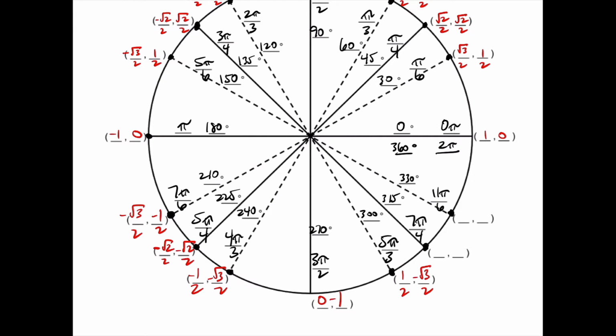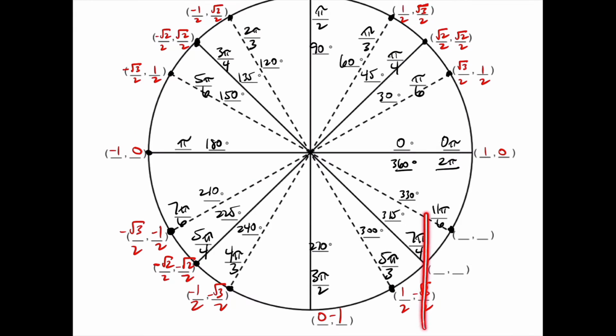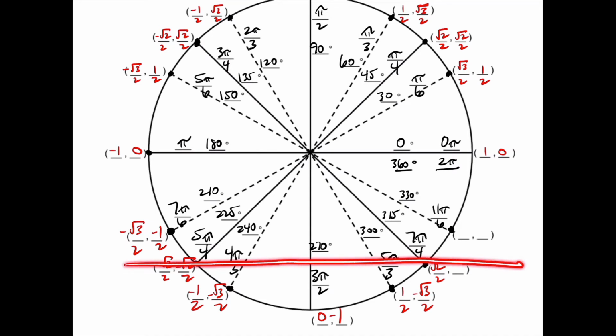For the next dot at 315, 315 has the same x as this dot up here. Root 2/2. And it has the same y as this guy right here, because it's on the same level. So negative root 2/2.